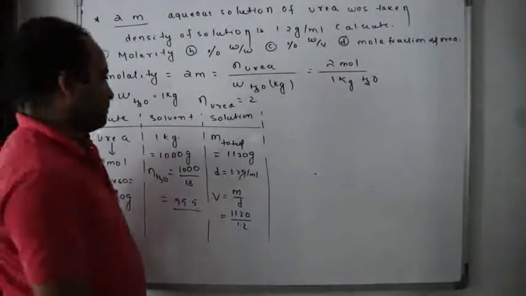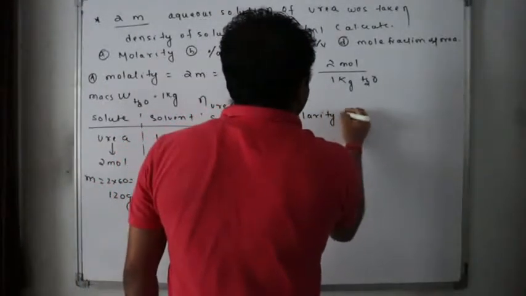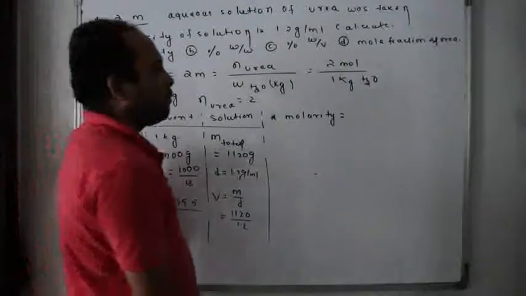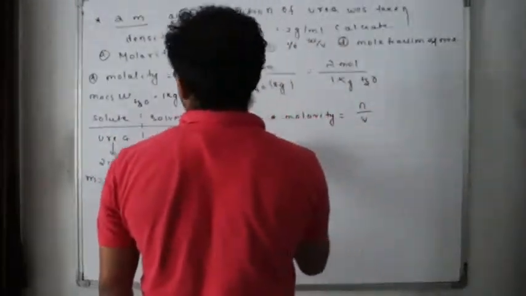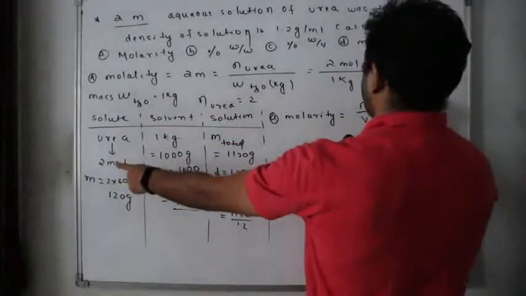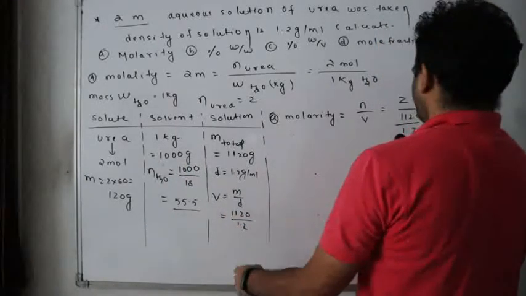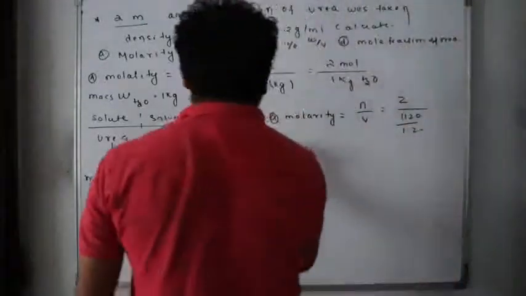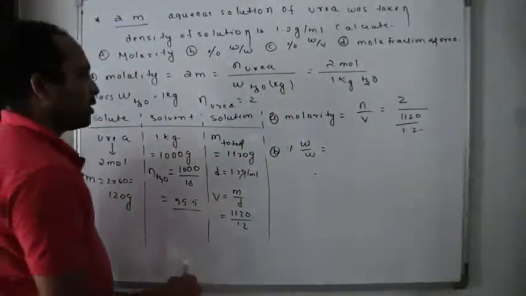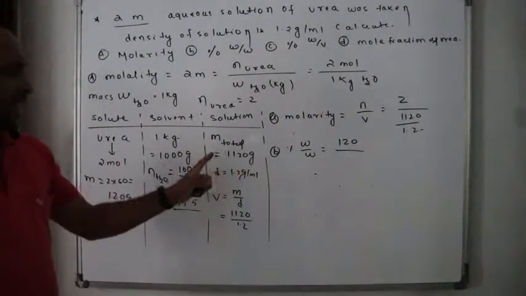Now the question comes: how to find molarity? Molarity is very simple. Molarity is number of moles by volume. This was the first question, perhaps. Let me write here A, or else you people will get confused. Number of moles is 2. Volume of solution is how much? Here I have given volume 1120 by 1.2. Next comes percentage W by W. This is the mass of the solute, 120, by the mass of the solution in grams. How much?